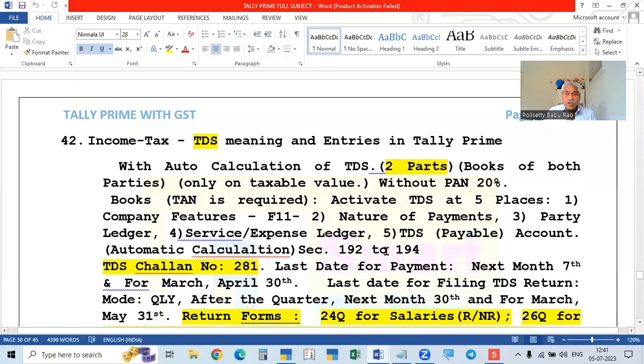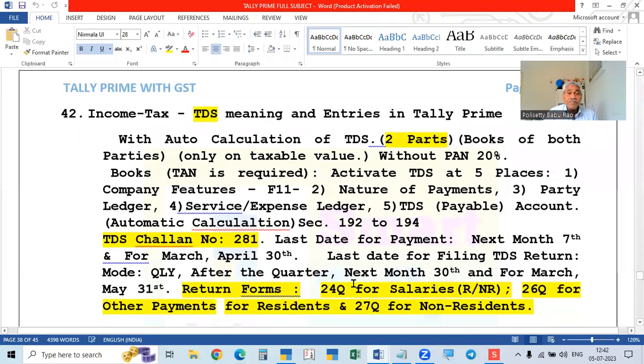under income tax. So far, we have completed everything up to the GST Act, TDS, and Tally Prime with the GST. Now we are entering the income tax. TDS: what is meant by TDS, what are the rules related to it, and how to make the entries in the books. See, TDS means tax deducted at source.